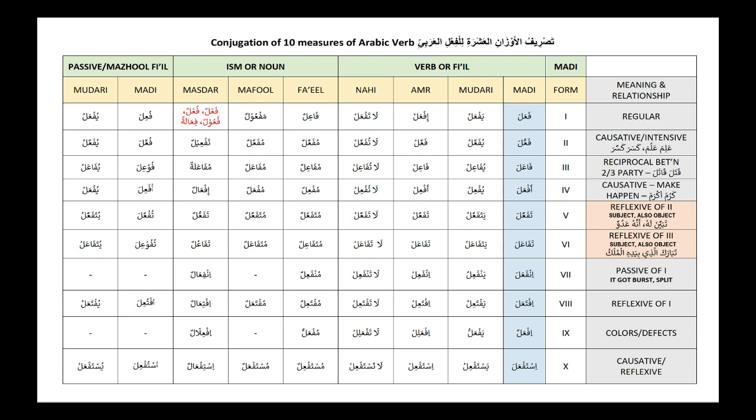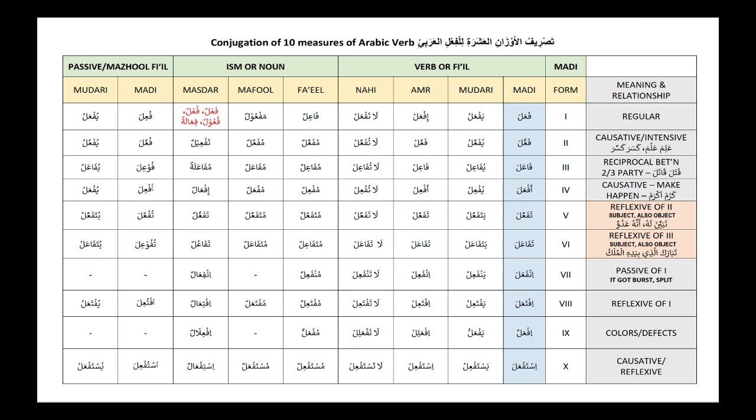Fa'ilun, maf'ulun, fa'alun. There's an ism ending with tanwin here. Then madi, majhul, mudari, majhul. Fu'ila, yuf'alu. Then form 2, fa'ala. Fa'ala, yuf'ilu. Fa'il, la tufa'il. Then fa'il, maf'ul, masdar. Mufa'ilun, mufa'alun, taf'ilun.